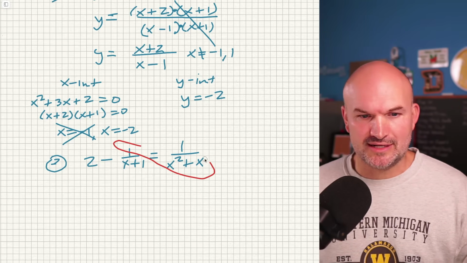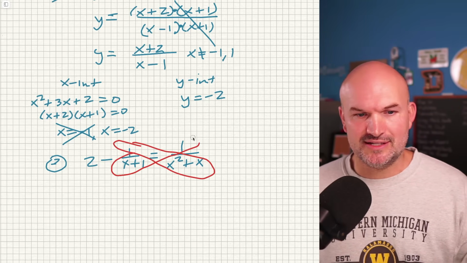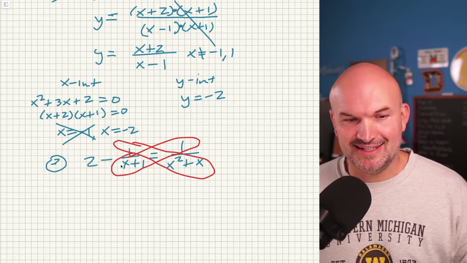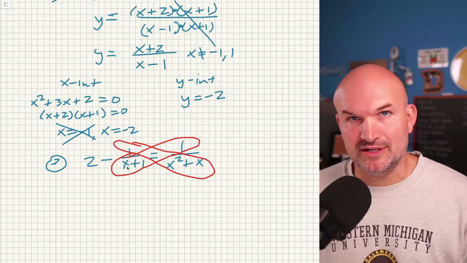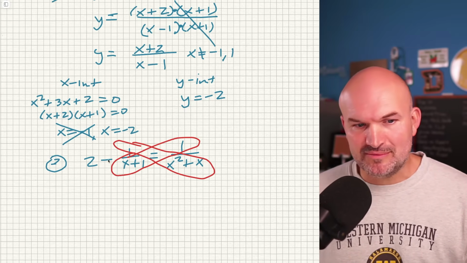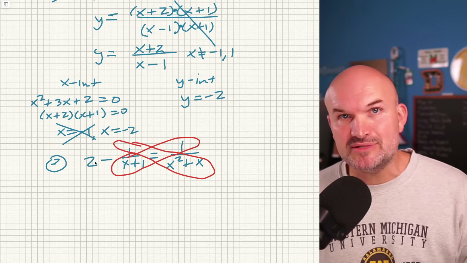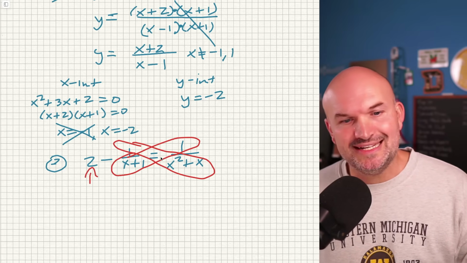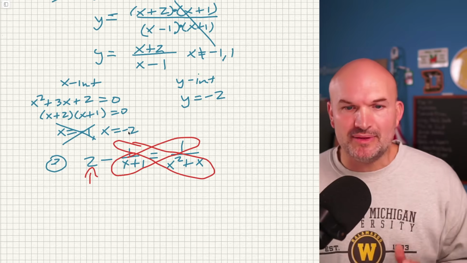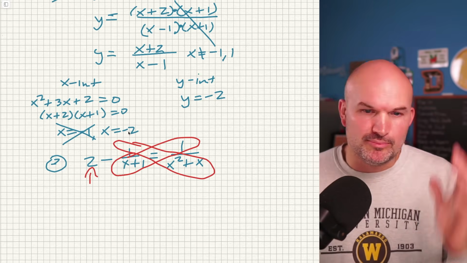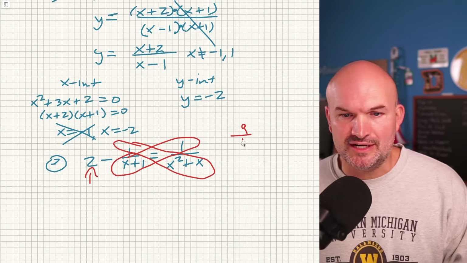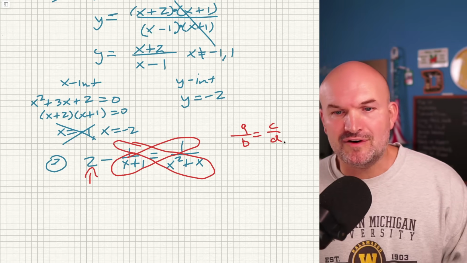I'll just do the cross product here, and I'll do the cross product here. And the problem with that is we don't have what we call a proportion. Yes, a fraction is equal to a fraction, but that fraction is being subtracted from 2, right? So we cannot apply the cross product. You can only apply the cross product, ladies and gentlemen, when you have a proportion. That means a fraction over a fraction.